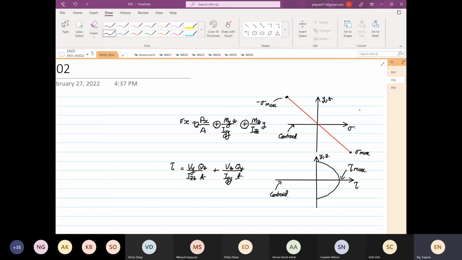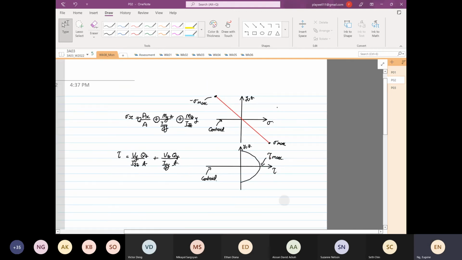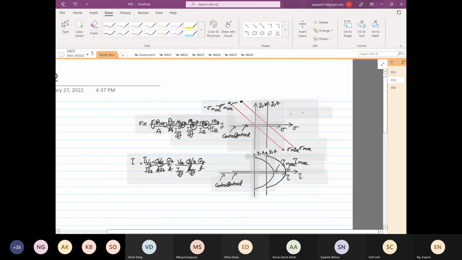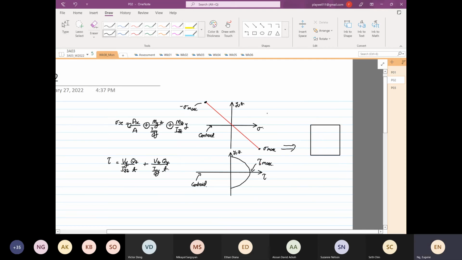So what's ahead? The next thing that's ahead is this. We are going to combine this into an element. And in fact, we are going to do a 3D element.